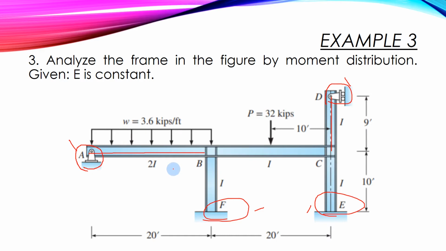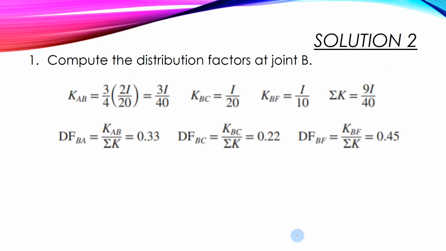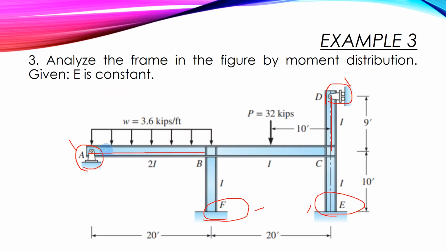First is to compute the distribution factors. We don't have any worry about the distribution factor at A; we expect that the DF here is 1. Then also at D, 1. Then E and F is 0 DF, since those are fixed supports. So our concern now is at joint B and joint C.